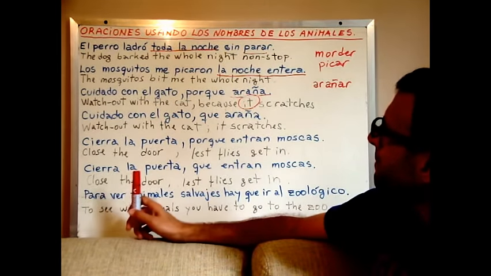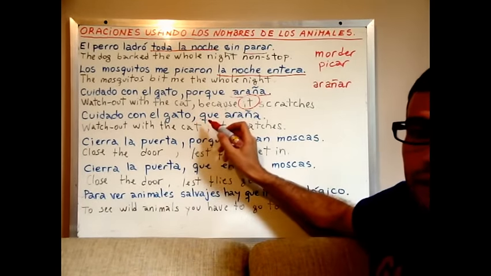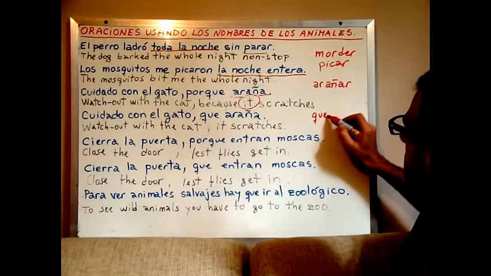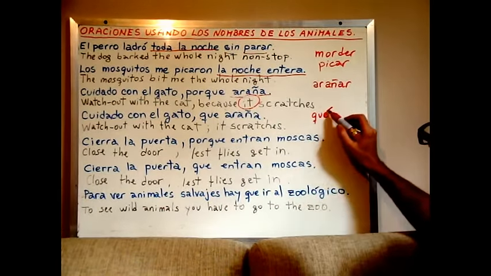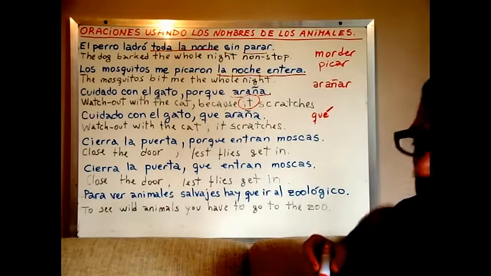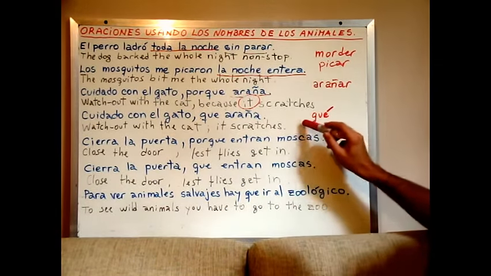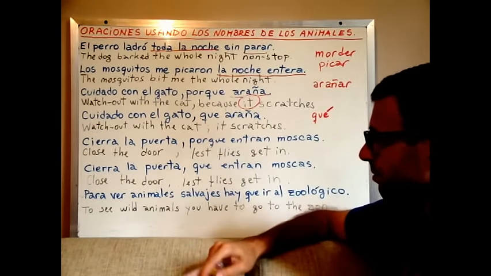And I said that the word que means that. However, don't get confused with this other word qué with a tilde, right? This is a different word that means what, right? What and that. Two different words.